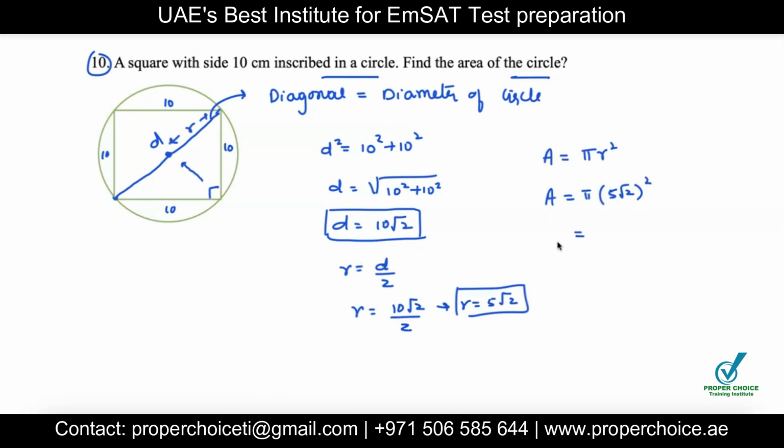Then what are you going to get? 5 square is going to be 25. Square root of 2 square is going to be 2. 25 times 2 is going to be 50. The result should be 50 pi. So if it is a fill in the blanks or option based question, you will get 50 pi square centimeter. We can say it with the units.